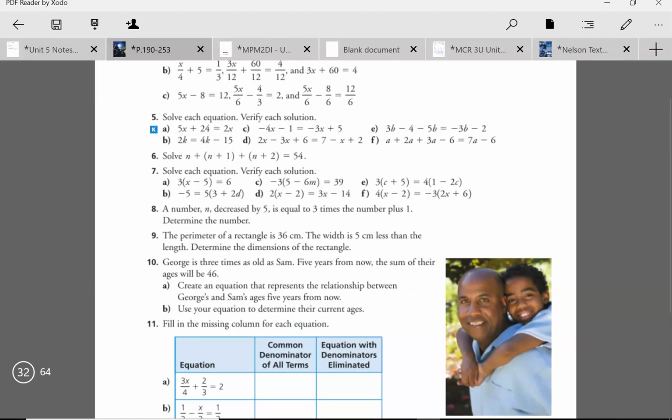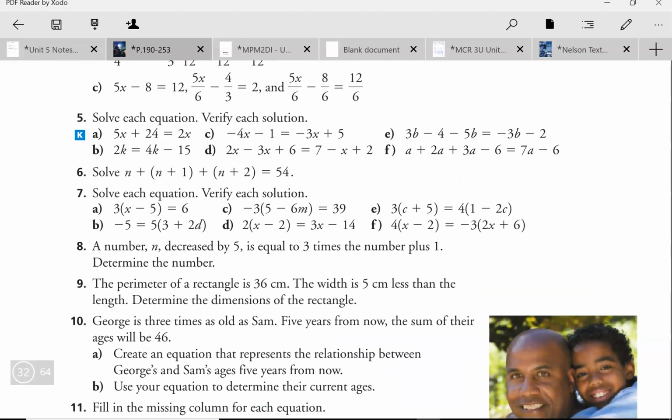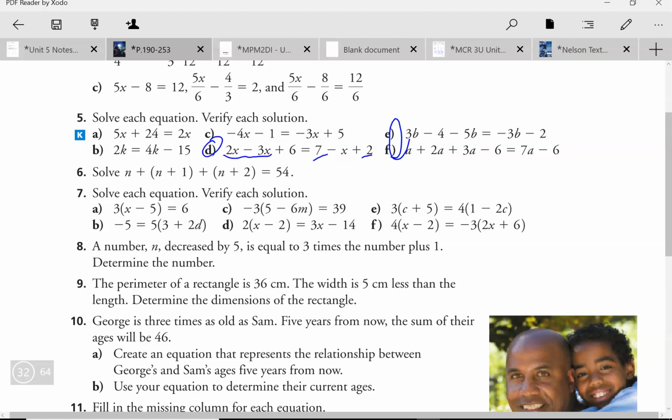So let's take a look at 5. Again, for questions like these, make sure you are simplifying the sides before transposing, but after that it's fairly easy. You should be able to do this. In fact, I'd like you to think of what word problem would be used to represent this equation.